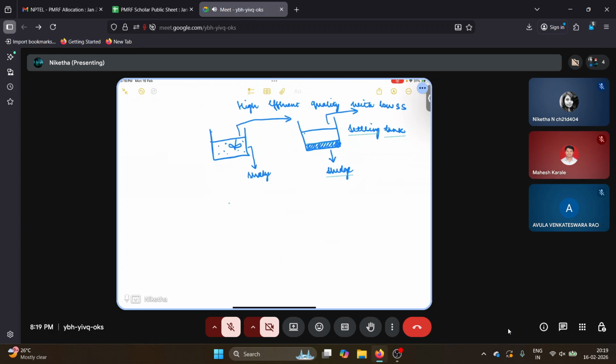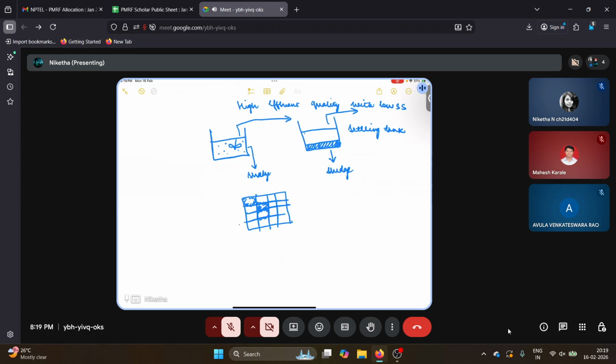Why? Because in a membrane bioreactor, we have a membrane. I'm just drawing roughly. So imagine this is the membrane and you are allowing the water to pass through it, and there are also microbes on the membrane which will degrade the organics in the water as it passes through the membrane. So this has advantages because you don't need a separate settling tank.